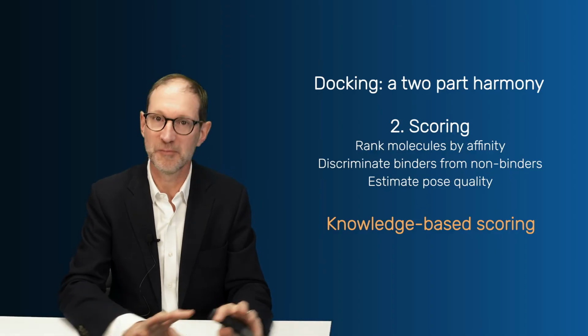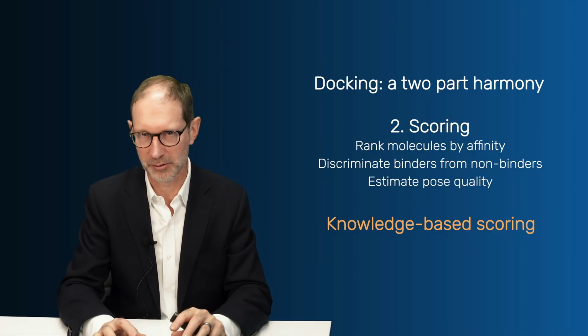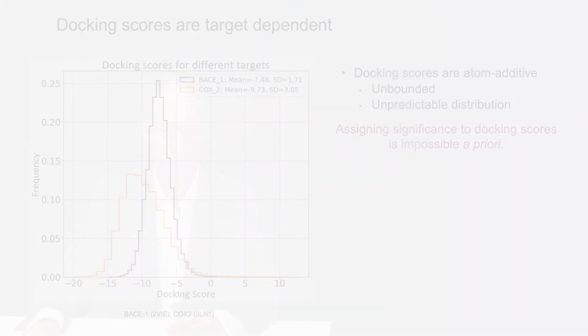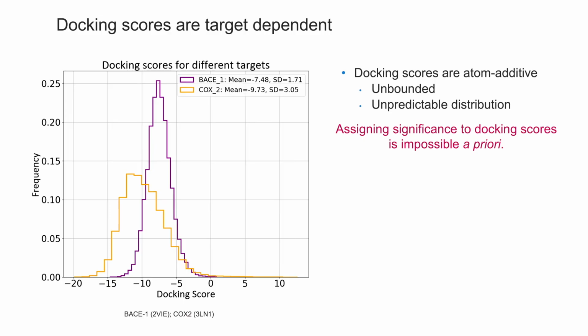So we have a lot of posing approaches and scoring approaches. A third dimension of complexity, unfortunately, is that for a given particular protein type, docking scores can vary quite dramatically. They're distributed differently. So here I'm looking at two proteins, BACE1 and COX-2. COX-2, here in orange, is a deep, hydrophobic, pretty rigid binding site.